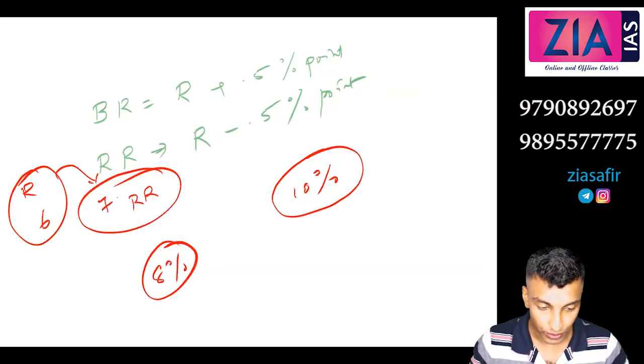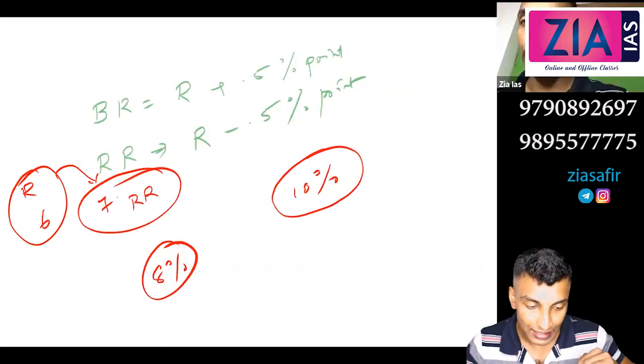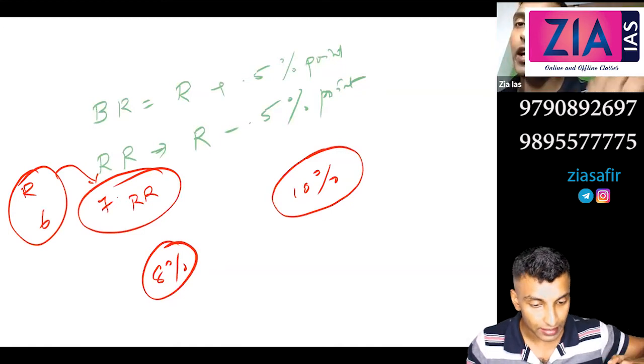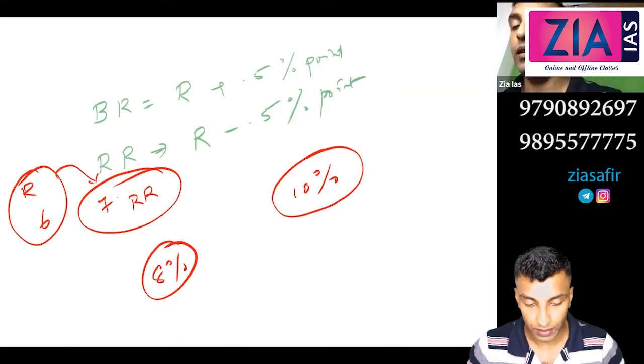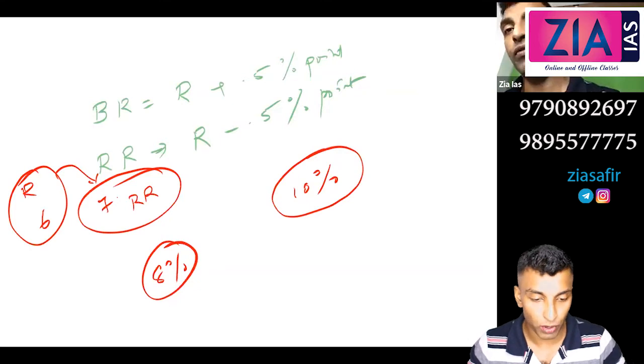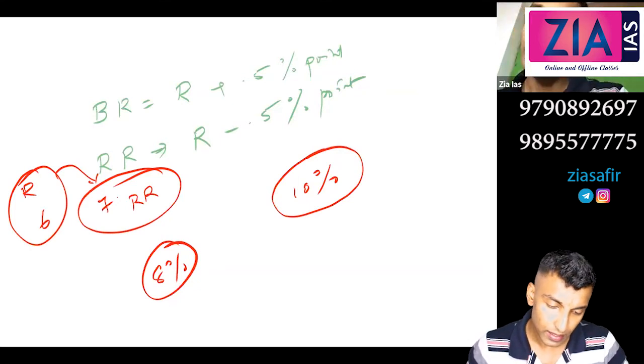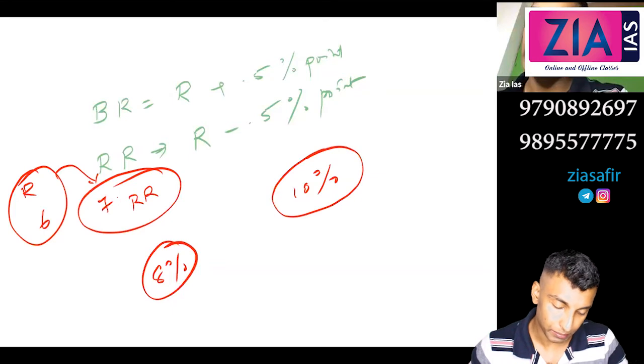Okay, so that is the reason why reverse repo is less than repo. If it is less, then this will not happen. Just like a normal bank, when you borrow from a bank, what is actually happening? Exactly the same.